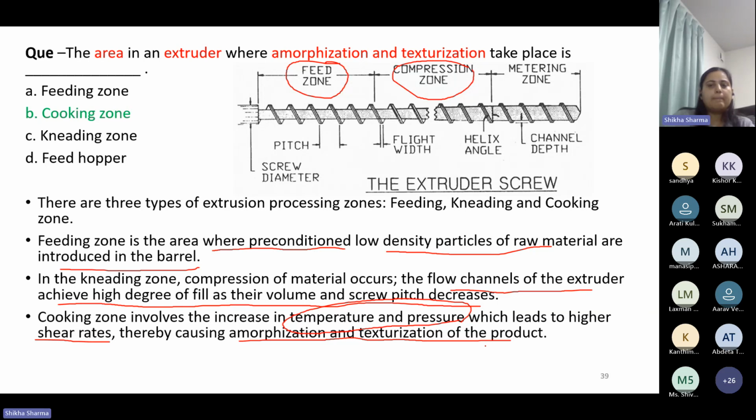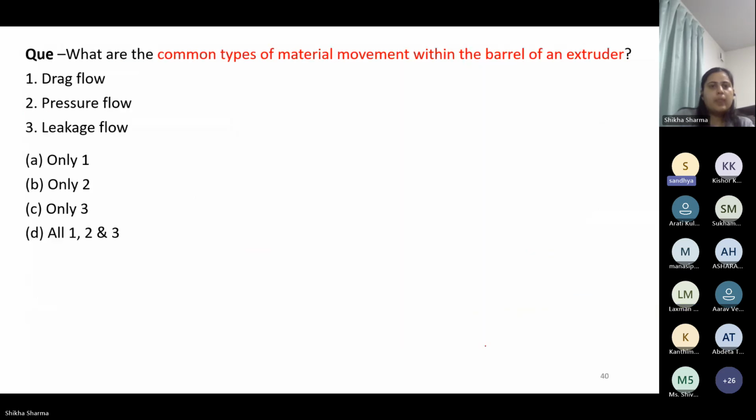Is it clear? Yes, ma'am. So let's move to the next question.